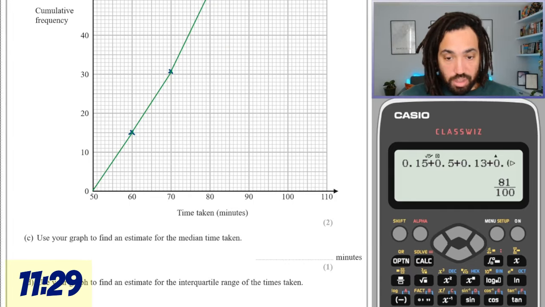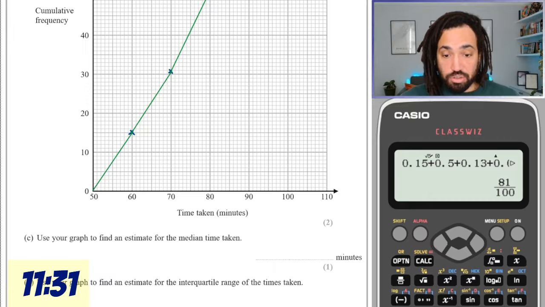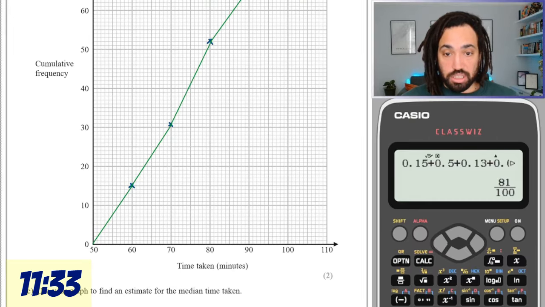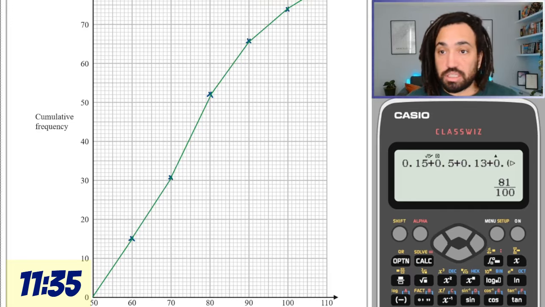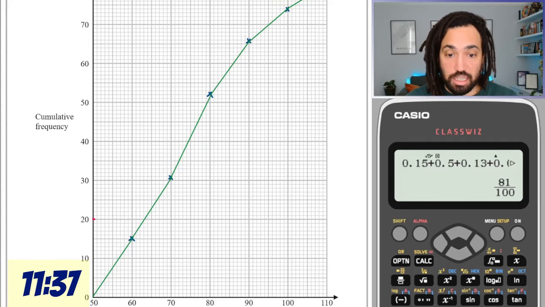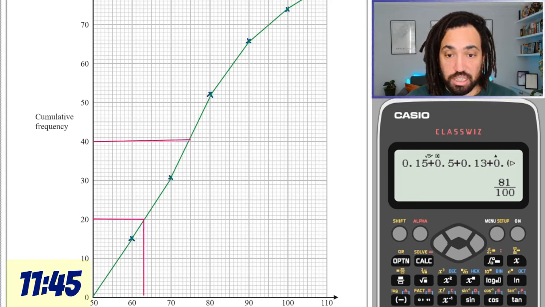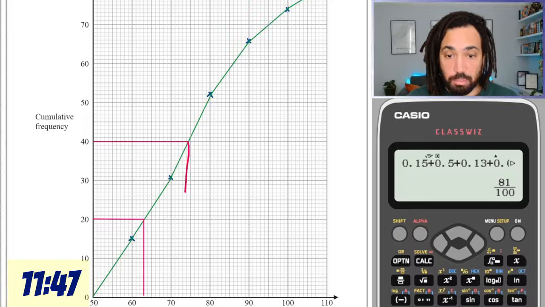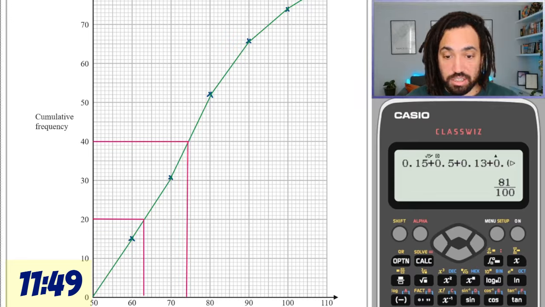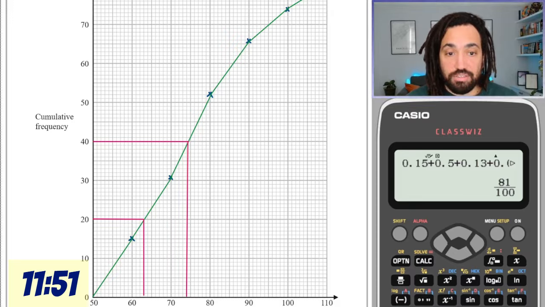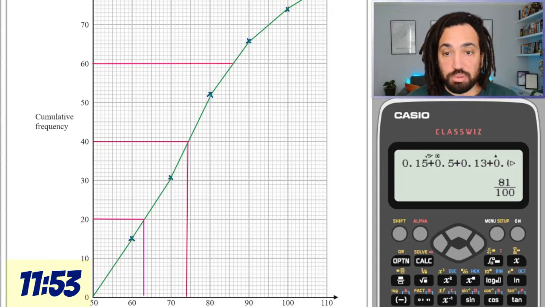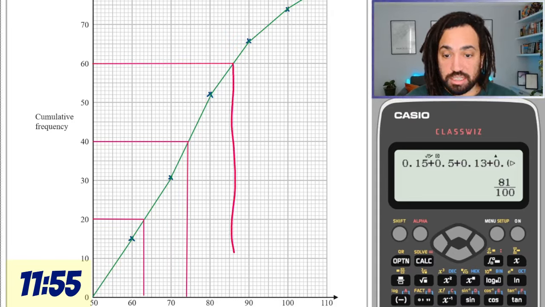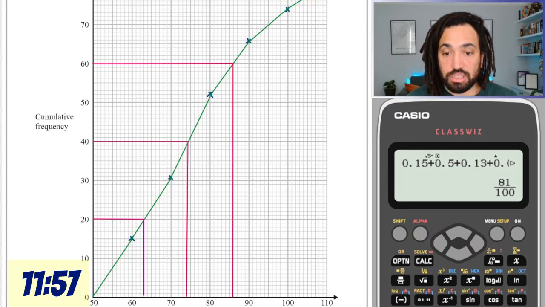Fine. Use your graph to find the median and use your graph to find the interquartile range. Okay, so I can't do two questions at once here. So for the interquartile range, well, a quarter of 80 is 20. The median, you're going to need the halfway point, so half of 80 is 40. And for the upper quartile, you need the 3/4 point, so 3/4 of 80 is 60. Have to draw these lines on.